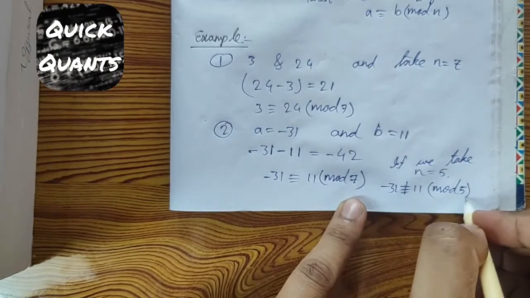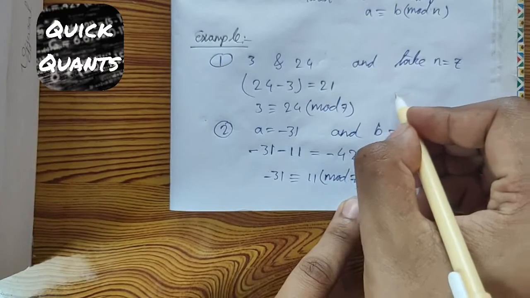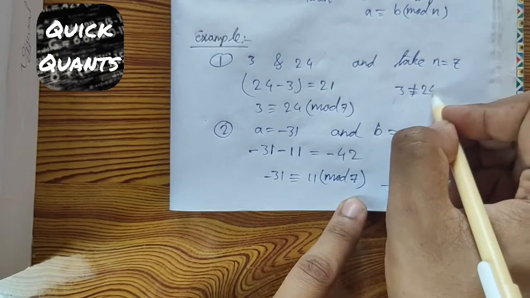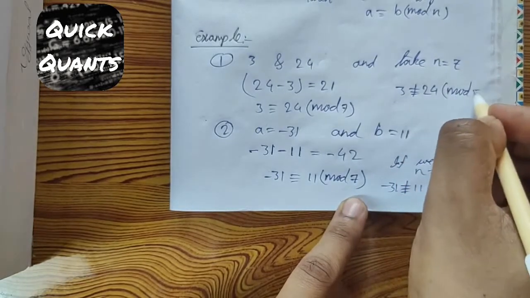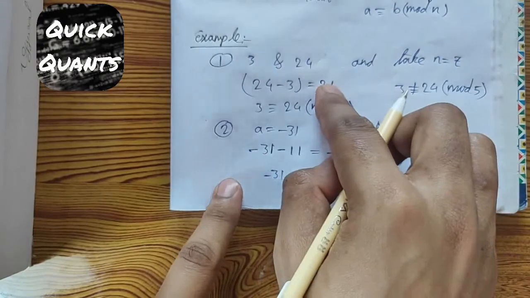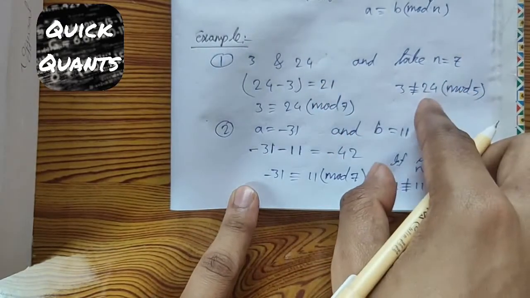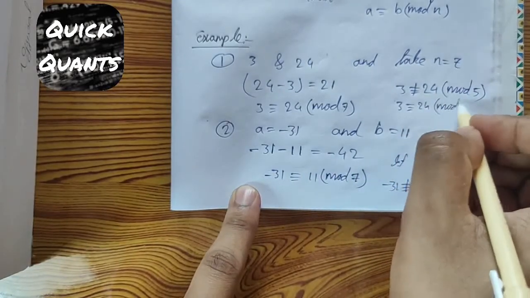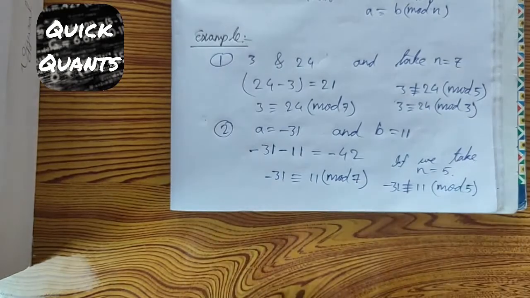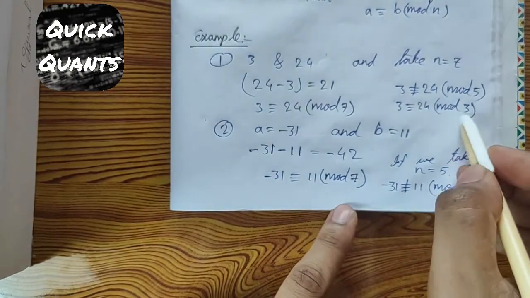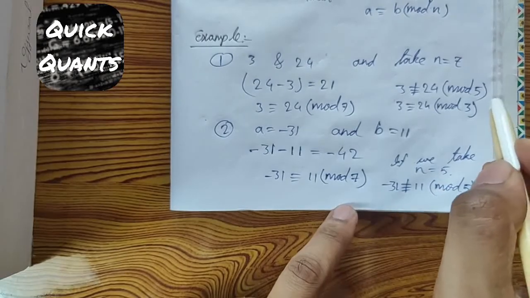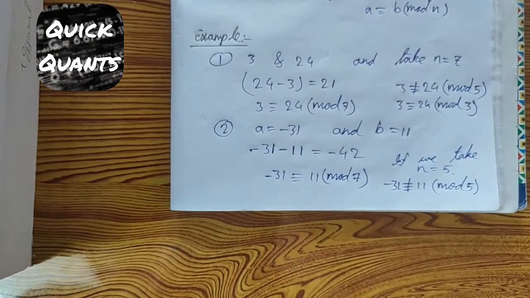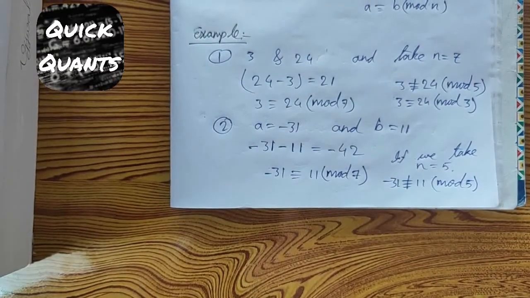Also here, 3 is not congruent to 24 mod 5 because 5 doesn't divide 21. But if we take 3, then 3 is congruent to 24 mod 3. Okay, the number which you write after the mod must divide the difference between these two numbers. Okay, now let's prove a basic theorem about congruence.